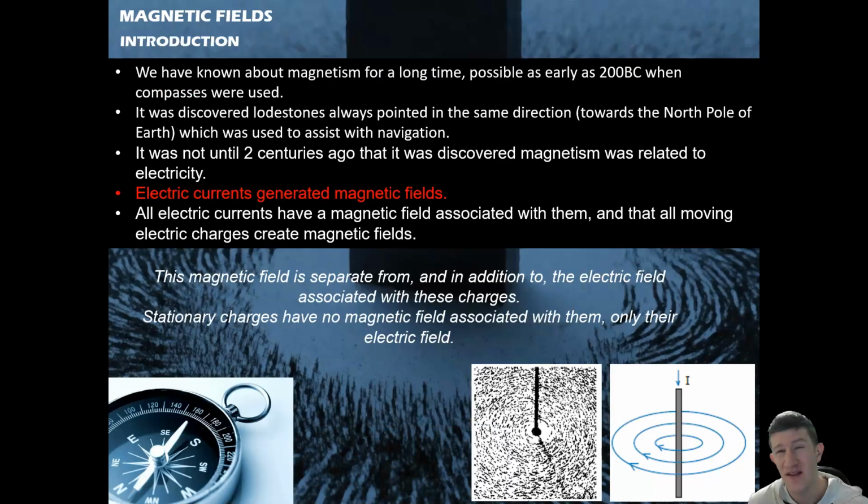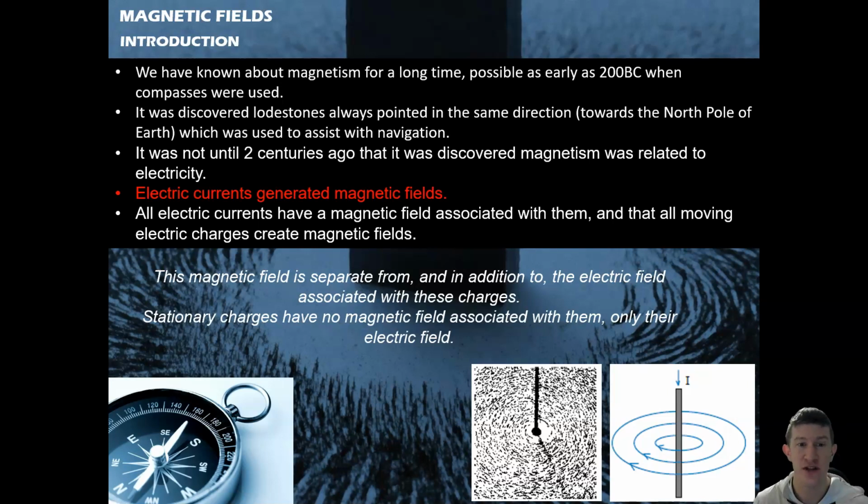To set the scene, we have known about magnetism for quite a long time, and we suspect as early as 200 BC when some of the earliest compasses were used. Back then it was discovered that lodestones always pointed in the same direction, which happened to be towards the North Pole of Earth, and this was used for navigational assistance.